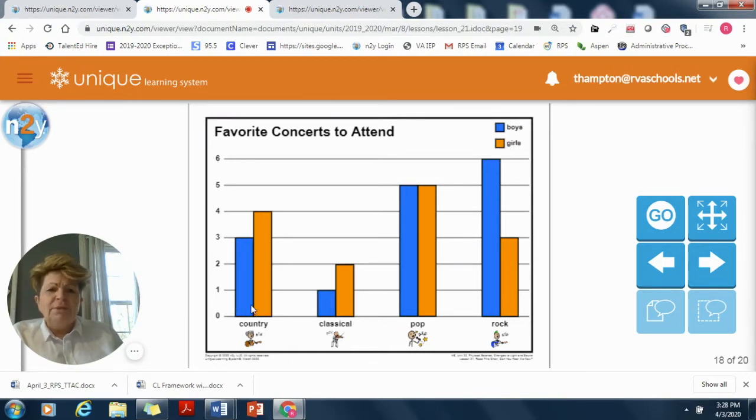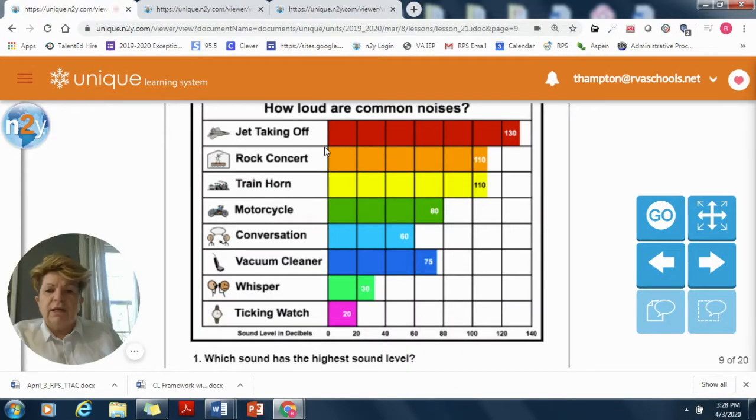So why a double bar graph? How does that help us, and when would we use that? In this particular graph, we're looking at this specific item, the jet taking off sound. We only have one bar because it's just jets in general. But if we were talking about different kinds of jets, more powerful jets, then we would have many different colors in this category because we're comparing those jets to the same speed.